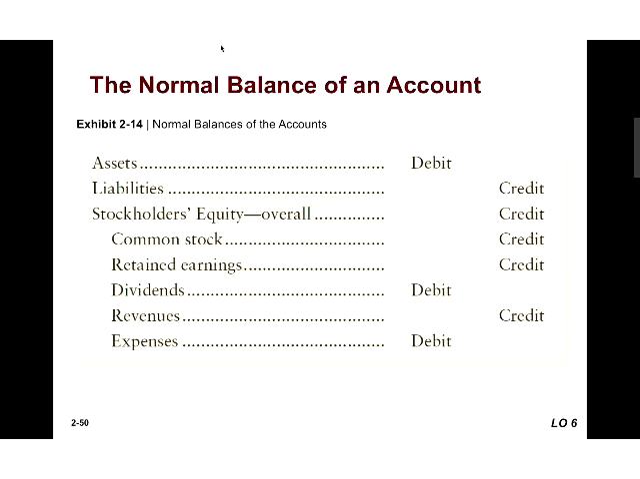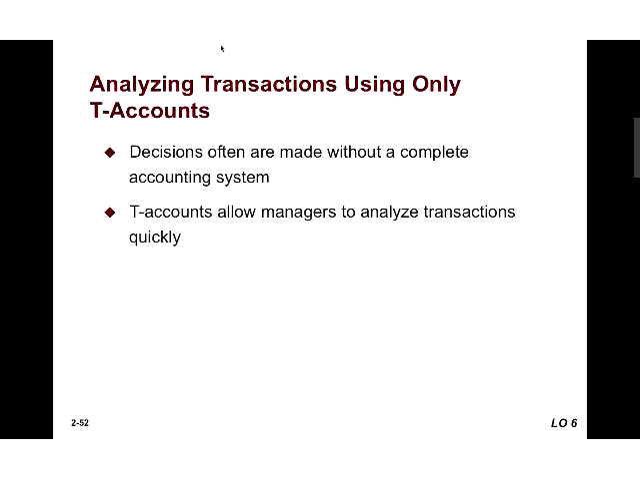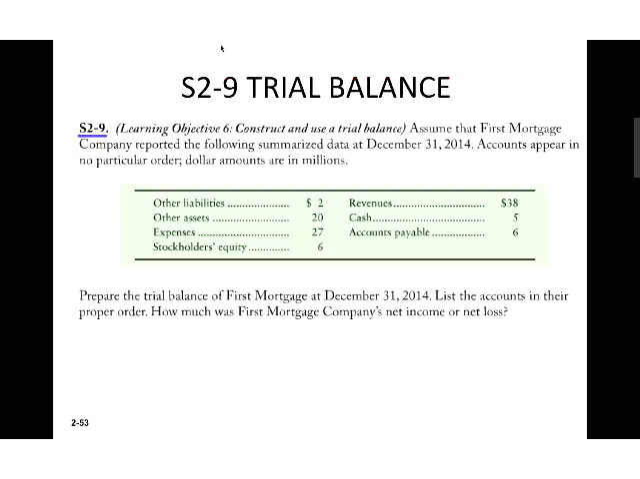Exhibit 2-14, this is important to know what a normal balance is. Rule of thumb, it's whatever increases an account. So assets have a normal debit balance, liabilities normal credit, etc. And again, that's Exhibit 2-14 in your book. We already did this. Okay.